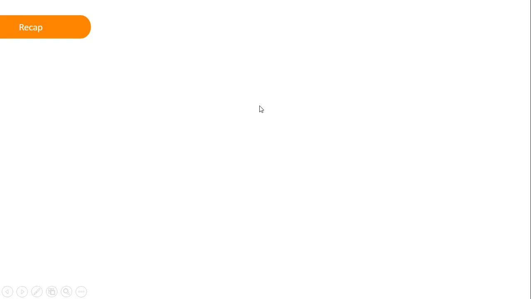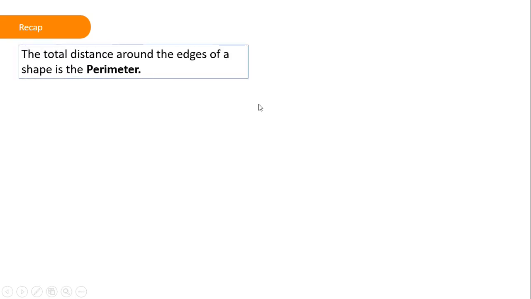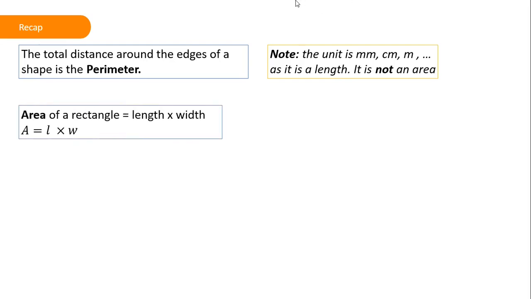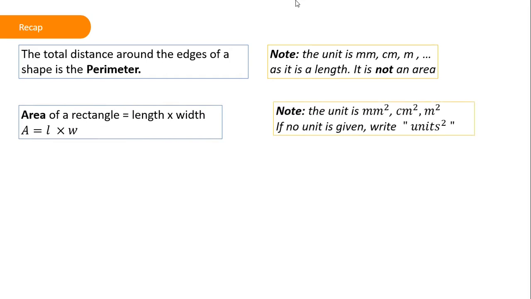So to recap what we have learned in this lesson, the total distance around the edges of the shape is called the perimeter. Note the units for these are the length units, not the area units. The area of a rectangle is the length times the width. Remember, these are areas, so we need to use our square units. And if no units were given, we use units squared.